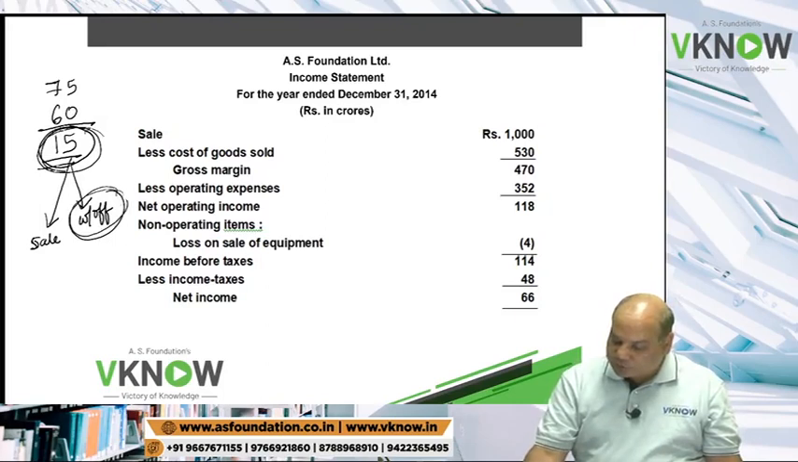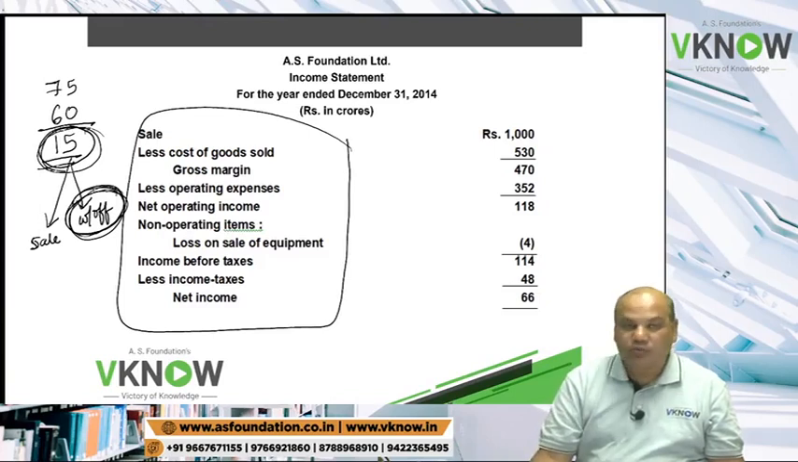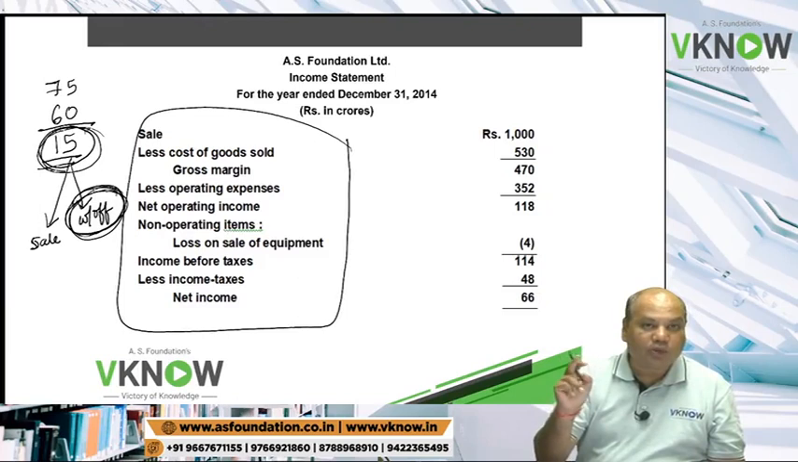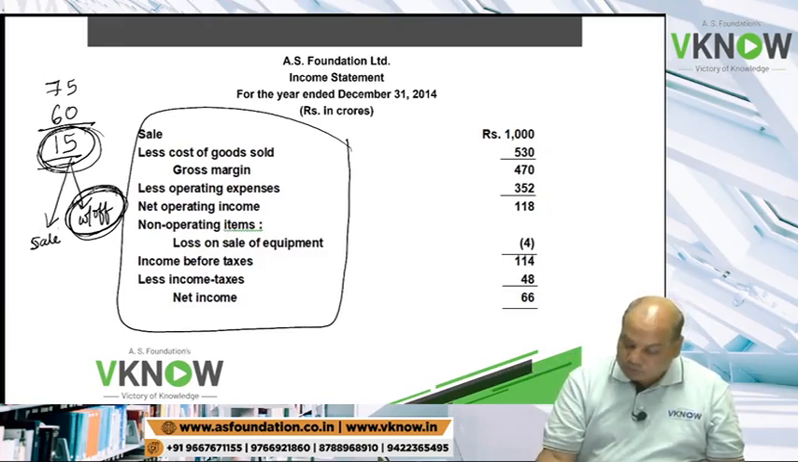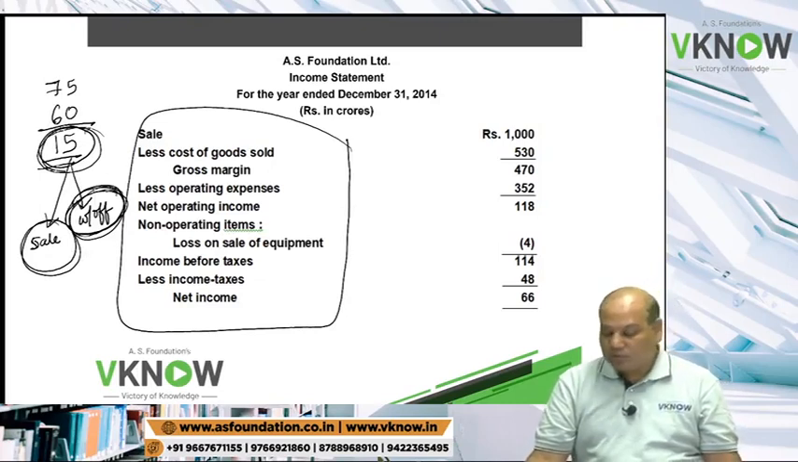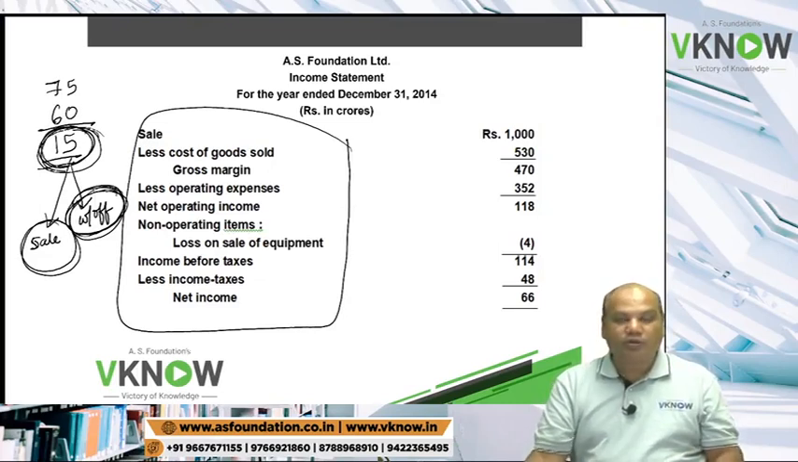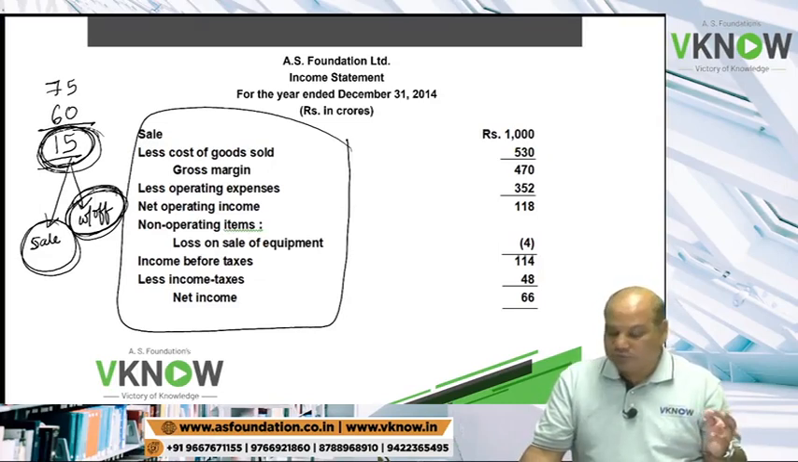Write off is not possible because if investment was written off, it would have come in the P&L account. But write off of investment is not appearing in the P&L account. So the next possibility is sale. At what amount it was sold? It was sold for 15. What about profit or loss? No profit or no loss.